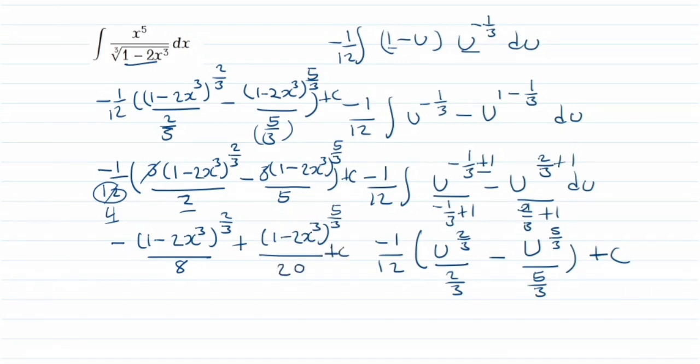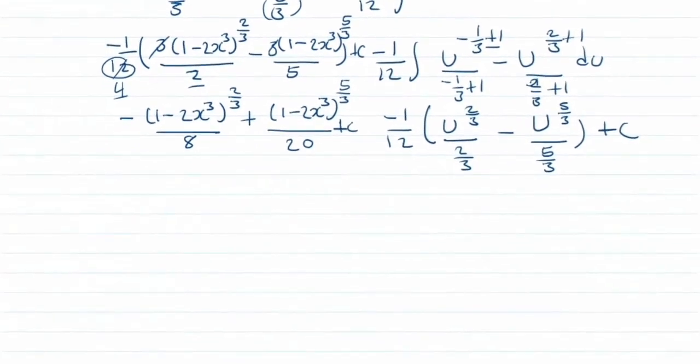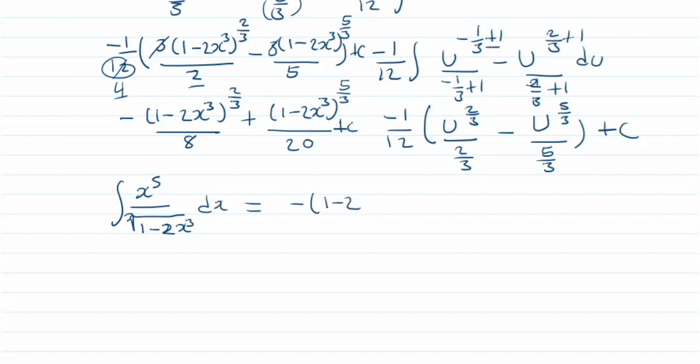Meaning that our final answer here for the integral of x to the power 5 over the cube root of 1 minus 2x to the power 3 dx is simply equal to negative 1 minus 2x to the power 3 to the power 2 over 3, then everything over 8, plus 1 minus 2x to the power 3 to the power 5 over 3, everything over 20 plus c. This is our final answer.